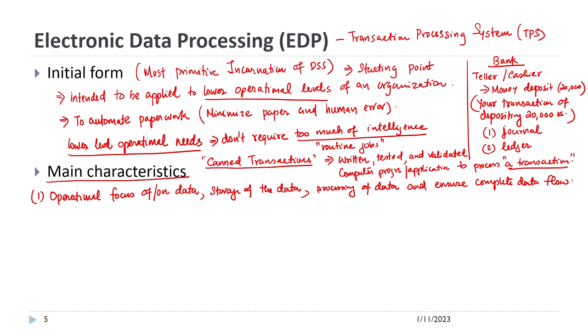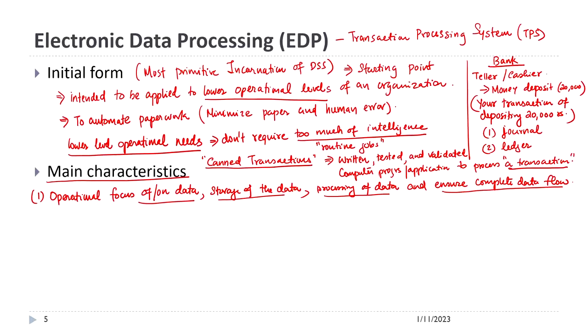It is a big sentence, but you are focusing on data, number one, then proper storage of this data, so make sure that the data is stored properly, and processing of the data, so that if there is a numerical value, addition, subtraction, everything else needs to be done, and ensure the complete data flow. If you are storing the data in a database, then make sure that the entire details of the data are saved and stored correctly. So this is the number one characteristic of the EDP.